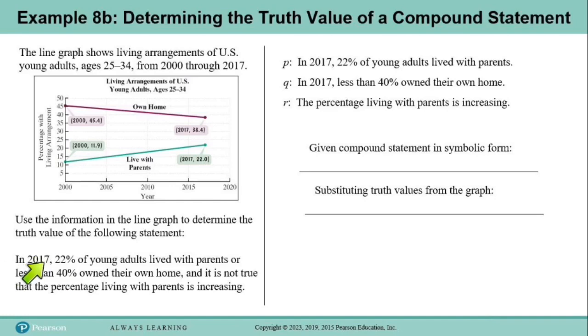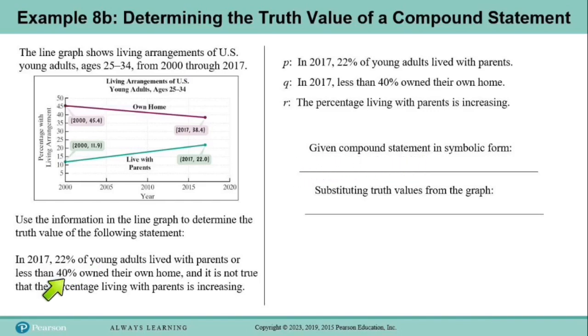It says, in 2017, 22% of young adults lived with parents, or less than 40% owned their own home, and it is not true that the percentage living with parents is increasing. So again, these commas help us with the grouping the same way that parentheses would help us in an algebra statement. So we have in 2017, and that means that the in 2017 part applies to everything between these two commas. So when we write our compound statement, we need to keep that in mind.